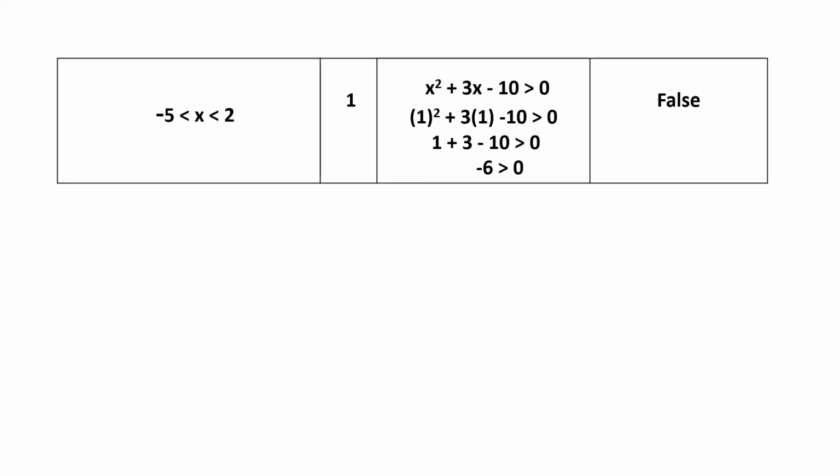Next, for the interval negative 5 less than x less than 2, we use 1. What are the numbers that are greater than negative 5 but less than 2? So we use 1. Substitute again in our inequality. We get negative 6 is greater than 0. Is negative 6 greater than 0? No. So, false.